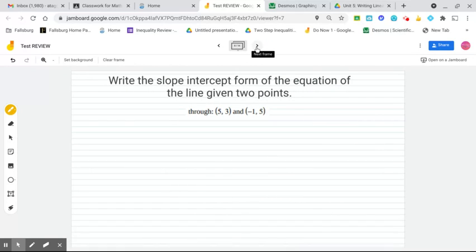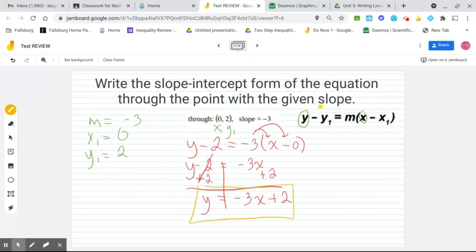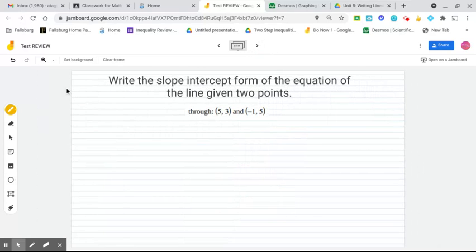All right, next we have: write the slope-intercept form of the equation of the line given 2 points. Okay, so I should have copied this over. So y minus y1 equals m times x minus x1. We're going to use the same formula. But anyway, when we have to figure it out between 2 points, we first have to find the slope. The slope is not given to us. So we have to do y2 minus y1 over x2 minus x1.